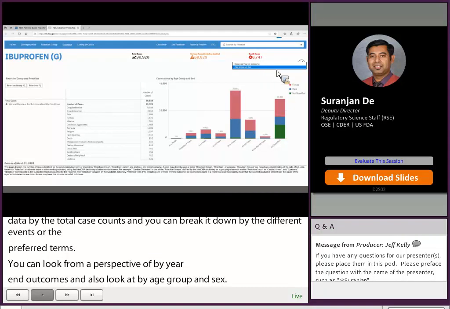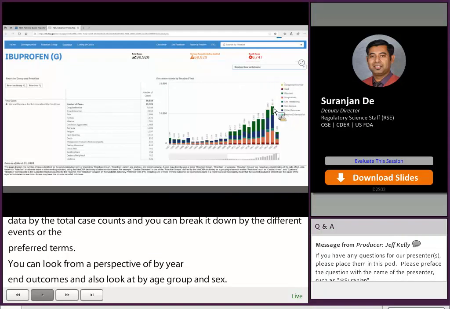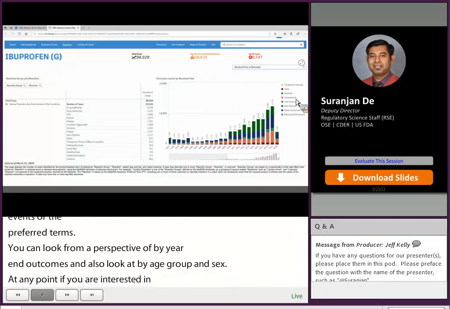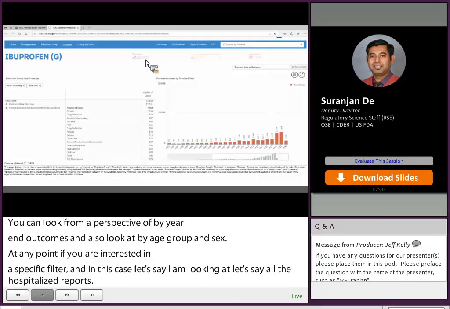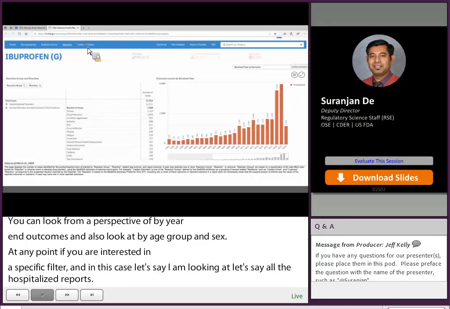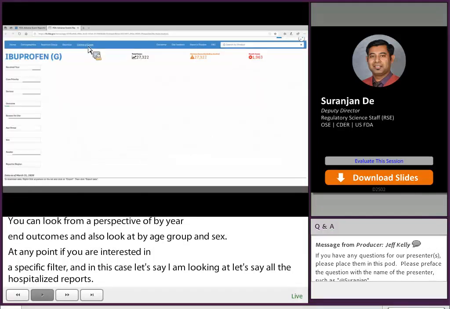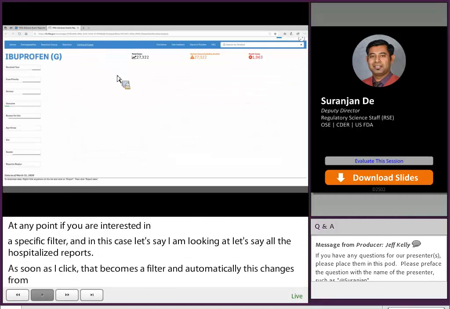And eventually, at any point, if you are interested in specific filters, and in this case, let's say I am looking at all the hospitalized reports. As soon as I click, that becomes a filter, and automatically this changes from the 90,000 to 27,000. And now I'm interested in looking at the line listing of those cases. And in here, it then gives me the line listing of the cases.